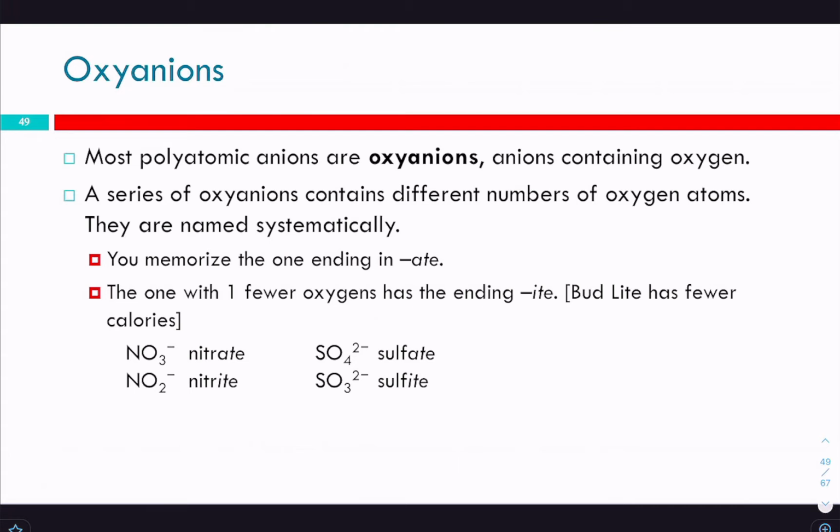So most of the polyatomic anions are oxyanions, which we have a quiz on today. And a series of oxyanions contains different numbers of oxygen atoms, and they're named systematically. It just means that we use a system to name them, which is great because then you can just memorize the rules of the system and be able to get the formulas for all the rest of them. So there's nitrate and also nitrite. So it just has 1 fewer oxygen. And we change that ATE to ITE ending. Just like Bud Light has fewer calories, if that helps you remember it.